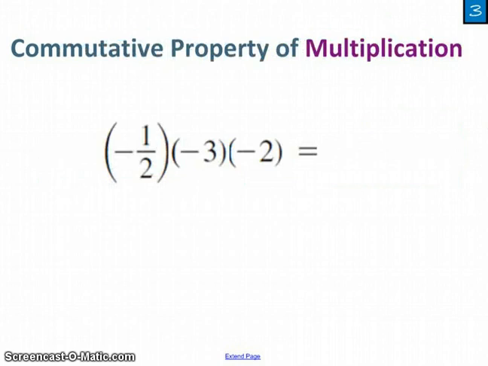Looking at the commutative property of multiplication, similarly, here's a problem that's easier to solve if I can move things around. I can figure out what negative a half times negative 3 is, but it's a whole lot easier to think of what negative a half times negative 2 is, because it works out much more easily. Negative a half times negative 2 is positive 1. Now I really only have 1 times negative 3. There are going to be lots of examples this year where moving numbers around, as long as they're all being multiplied, is allowed. And that's an important point that I've got to stress.